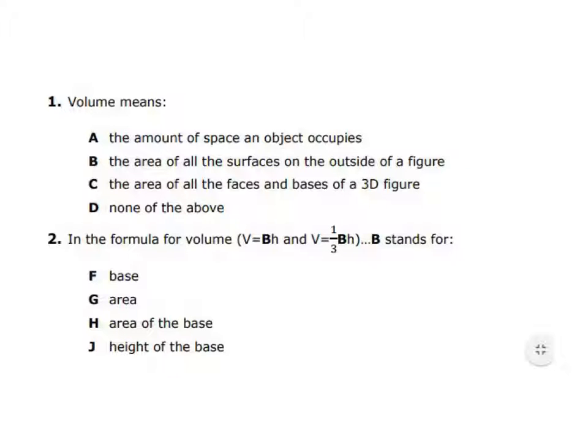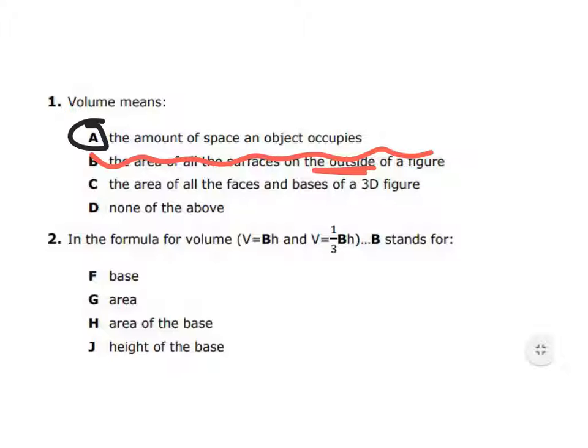We're looking at choice A, the amount of space an object occupies. Now that is the correct answer. Let's talk about why B and C are wrong. The area of all the surface on the outside of the figure. Outside being the key word there. We're not looking for outside, we're looking for inside. So B would be incorrect.